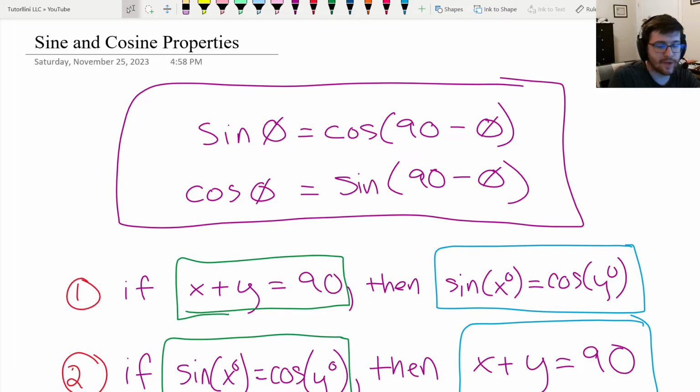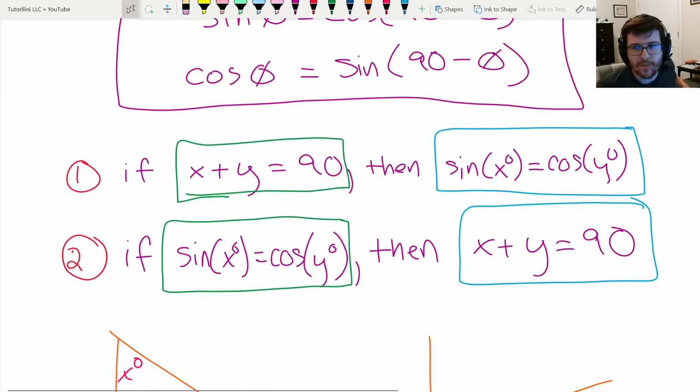First things first, there's two equations that they sometimes just want you to memorize: sine of theta equals cosine of 90 minus theta, and cosine of theta equals sine of 90 minus theta. But the important thing is that you understand these two properties. If x plus y equals 90, then sine of x is equal to cosine of y. And if sine of x is equal to cosine of y, then x plus y is equal to 90. You'll notice the second one is what this question is testing us on, so we'll go back and do it in a second. You might want to take a second to write this down.